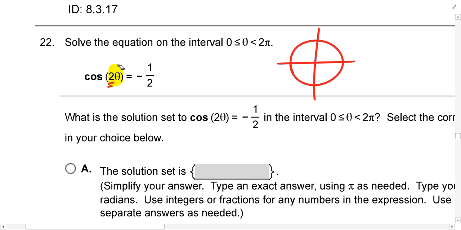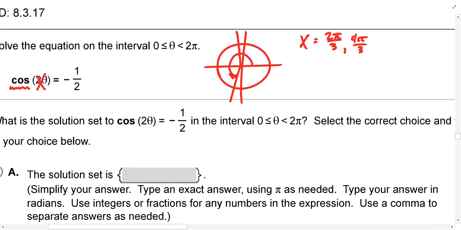Where in the unit circle does the x value equal -1/2? Well, that happens here and here. Now, normally I would say that the angle, and I'm going to use x in this case because I'm pretending that cosine of x is equal to -1/2. So I would say x, the angle measure, is this position, which is 2 pi over 3. And I would say that it's this position, which is, let's see here, that's 4 pi over 3. And most of the time I would stop right there.